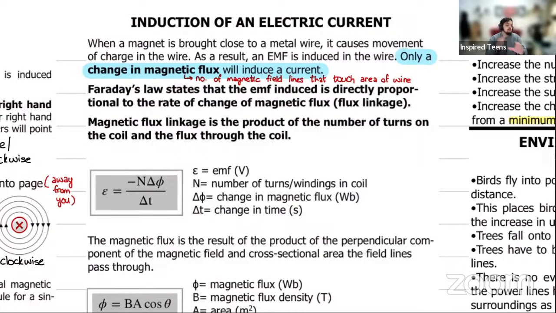When there is motion, when this magnet is moving in and out, or it's just moving around it even, moving in any way, as long as it's moving, that's when current will be induced, because when it's moving, there is a change in magnetic flux. There's a change in the amount of magnetic field lines that are touching this area.